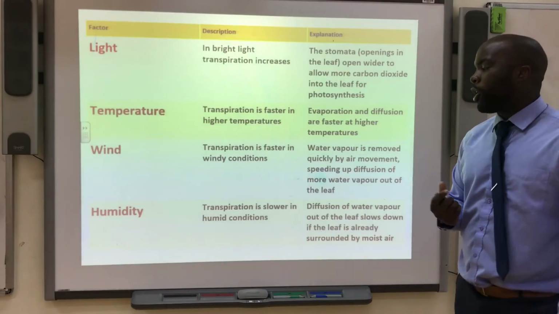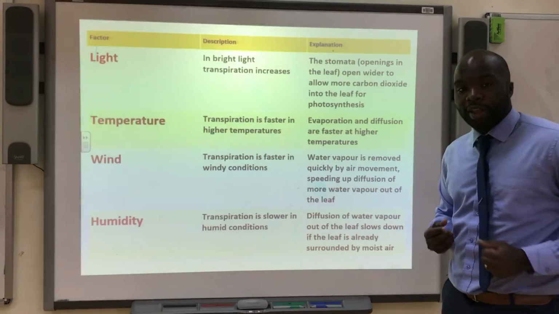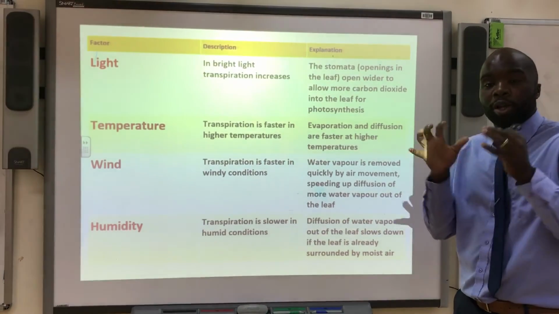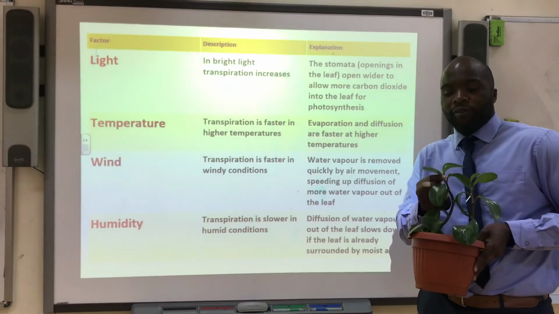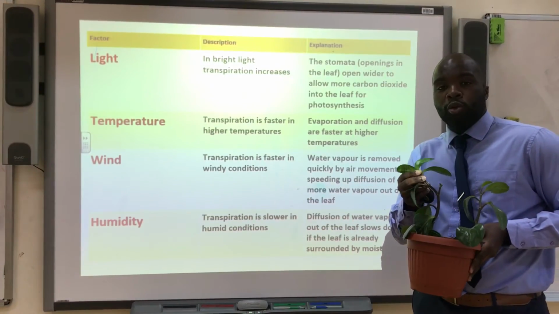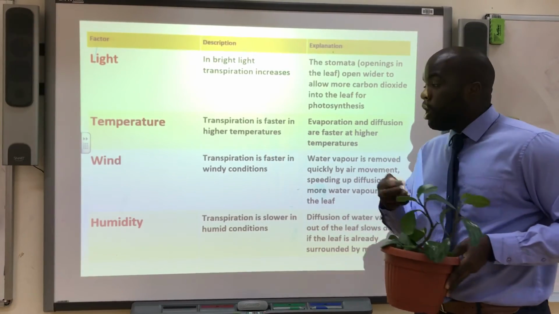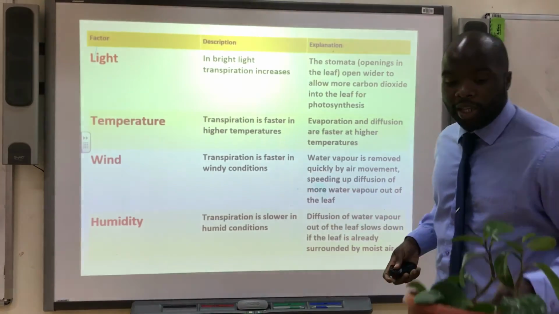The last thing we want to look at is humidity. The more humid it is, the slower the rate of transpiration. And that's because humidity is simply the amount of water molecules in the surrounding air. So if we look at our plant again, if this leaf is surrounded by lots and lots of water molecules, it then means that that concentration gradient is not maintained. Okay, so a plant in very humid conditions would not be in very windy conditions.